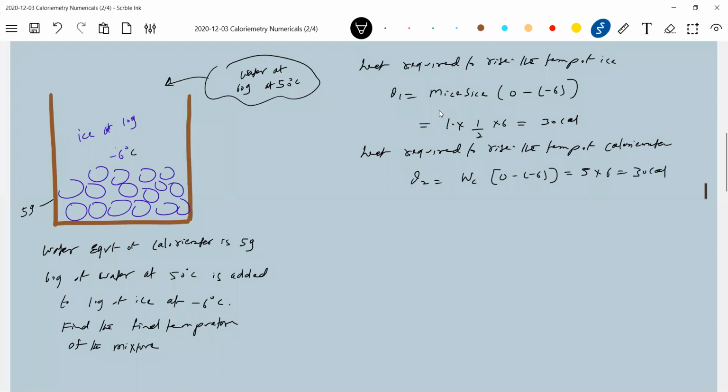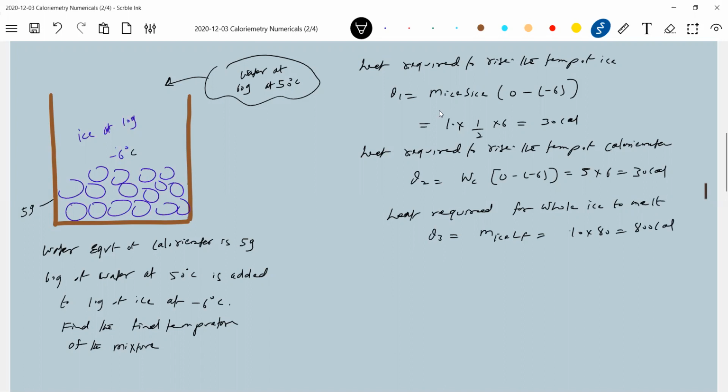Heat required for the ice to melt. For all ice to melt, Q3 should be equal to mass of ice into latent heat of fusion. Mass of ice 10, this 80, 800 calories.